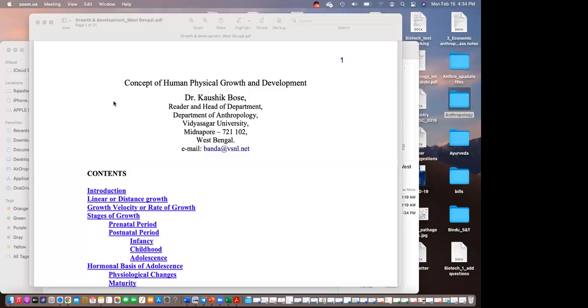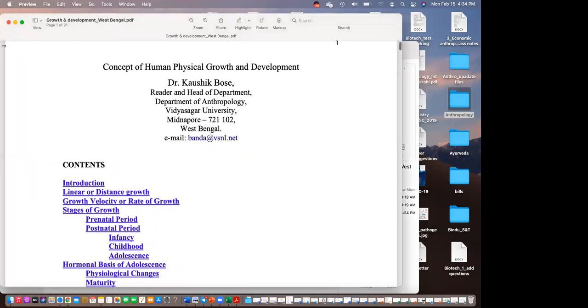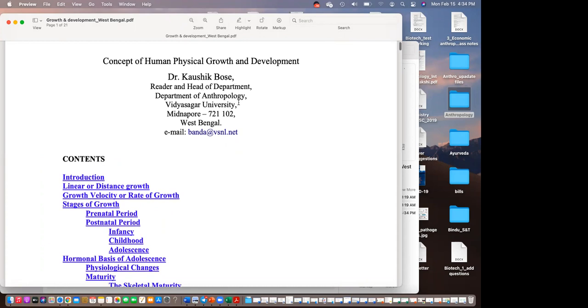Yes, so let me share the screen with you to tell you what we are looking for in that. So sharing my screen. This is something I found very useful to us because it fits very well into the syllabus that we have. I've not made this; this is originally as it is, from the Department of Anthropology, Vidyasagar University, West Bengal.